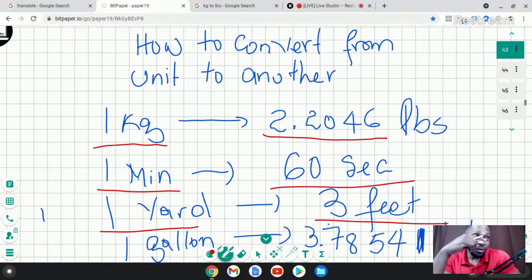Now, here's the reason why this is important. Sometimes if you don't know the fastest way to do that, if you're at an exam and you have to do this very quickly, and you're wasting time trying to convert from one unit to another, you may miss the whole problem completely.